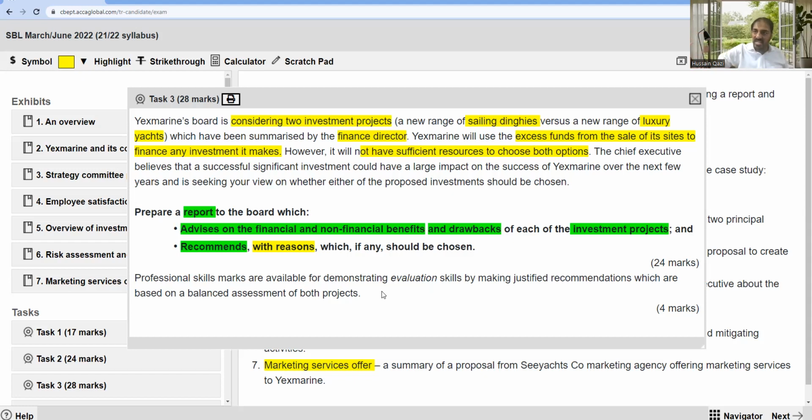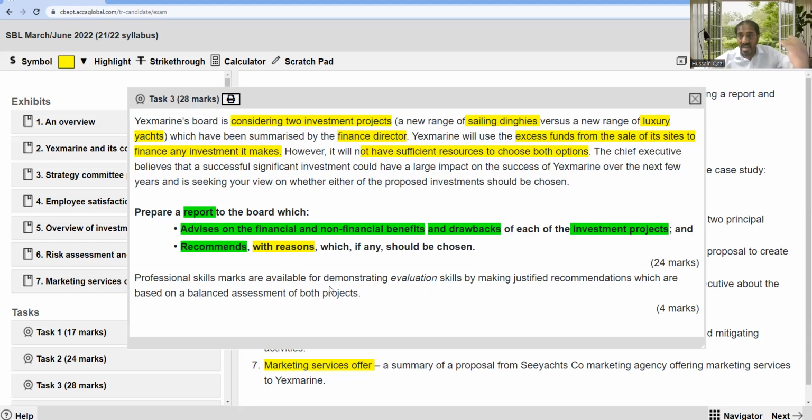So there are 3 important elements; I will tell you how to draft the recommendation. But wait for this. Recommend with reasons why, if any, should be chosen. Okay, so you have to take a position on one side. As a consultant, you have to conclude your answer on one side, either the product, sailing dinghies, or luxury yacht.